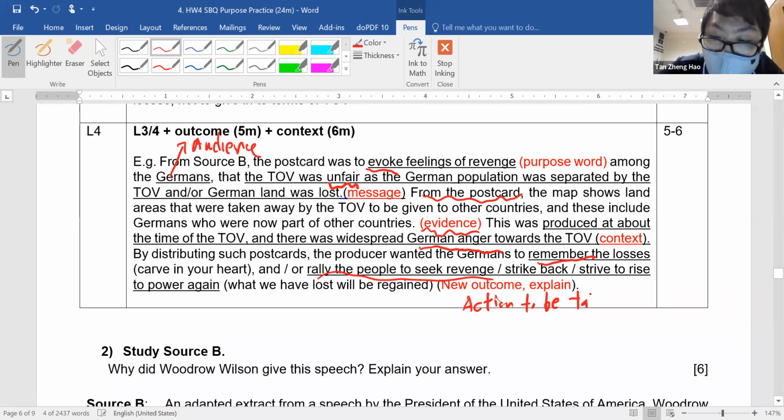Feel free to pause the video, and it'll be good for you to include those words in the brackets because they tell you the structure. All right, so give source B and source C a try and I'll look forward to marking your work. I'll end this video here.